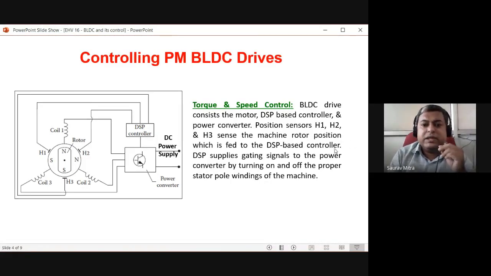So let us go through what it says. BLDC drive consists of the motor, DSP based controller, and power converter. The power converter is taking the DC, converting it to AC, and giving it to the three phases of the motor. Then the position sensors H1, H2, H3. These are the three position sensors which are connected, and you can see they are going to the DSP controller. They are telling the position of the motor rotor.